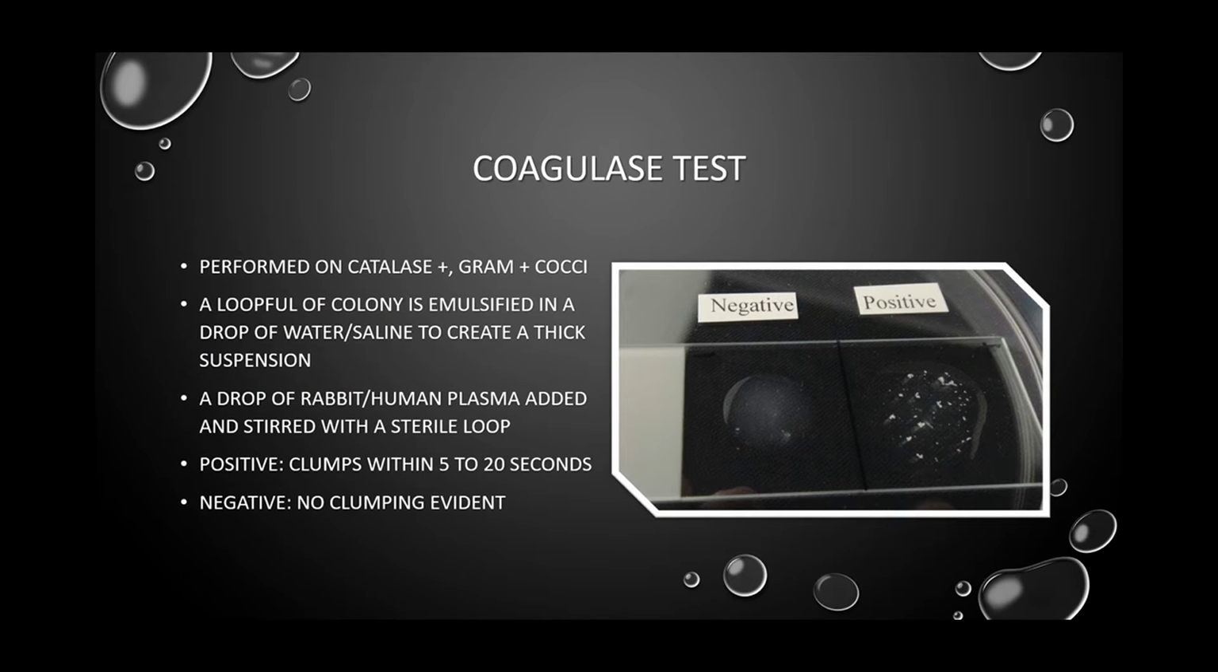Next, do a coagulase test, which is performed on catalase-positive gram-positive cocci. A loop full of colony is emulsified in a drop of water or saline to create a thick suspension. Then a drop of rabbit or human plasma is added and stirred with a sterile loop. If clumping occurs within 5 to 20 seconds, it is positive. If there is no clumping evident, it is negative.